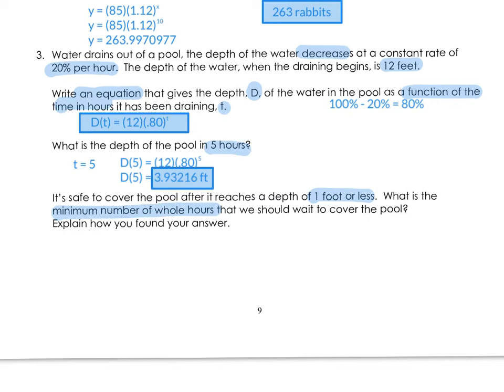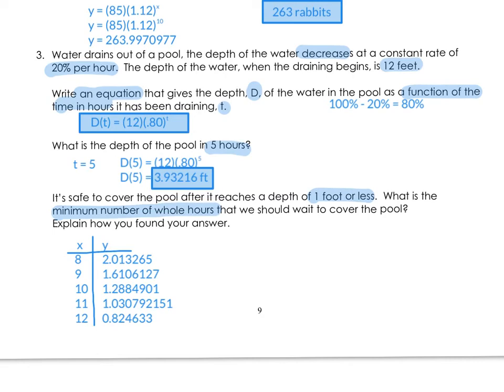So I'm going to start by writing down my table of values. Okay, so we can see here, I just wrote down my table. Now yours might be slightly different for the outputs depending on which calculator you're using and how far out they rounded, but they should be close to the numbers that I have written here. So now it's asking me what is the minimum number of whole hours.